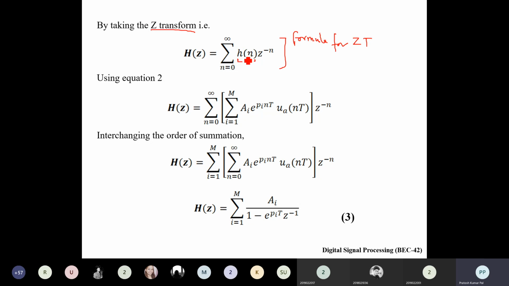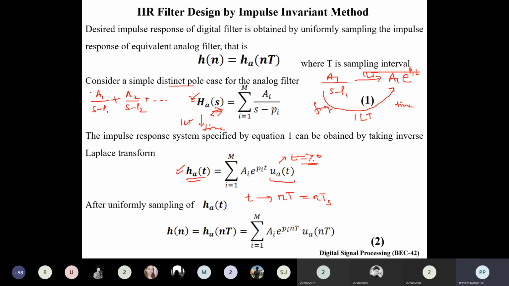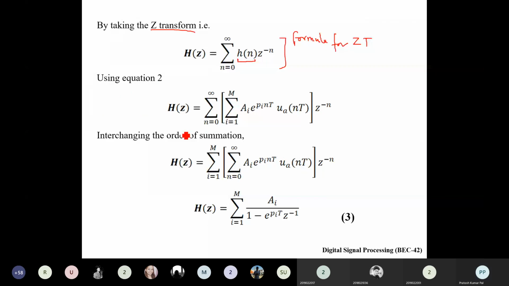Once we put this h(n) from the previous value that we have obtained, we get H(z) as the summation from n equals 0 to infinity, where h(n) is replaced by its value, and z to the power minus n is outside. Once we interchange the summation, the terms are taken outside, and this will be calculated. We are going to add different values of e to the power Pi and T.